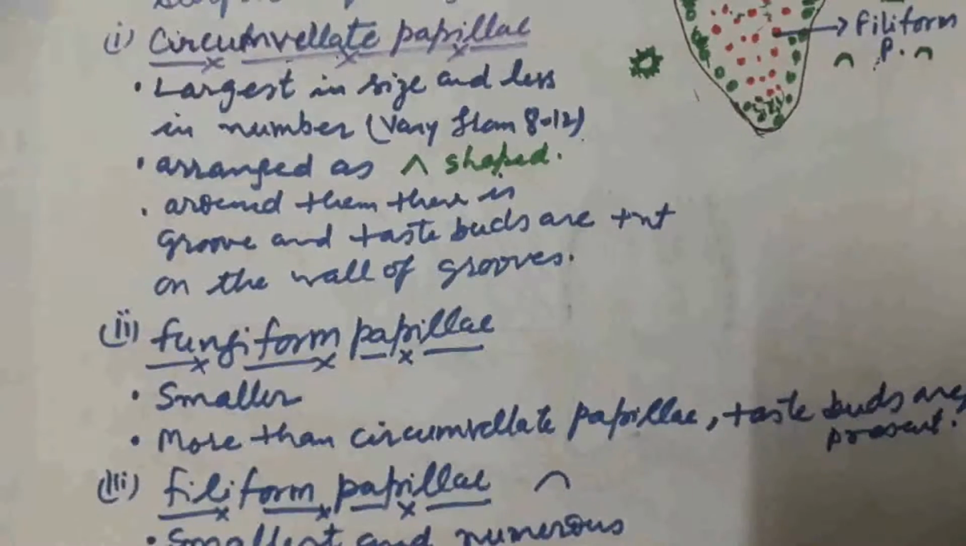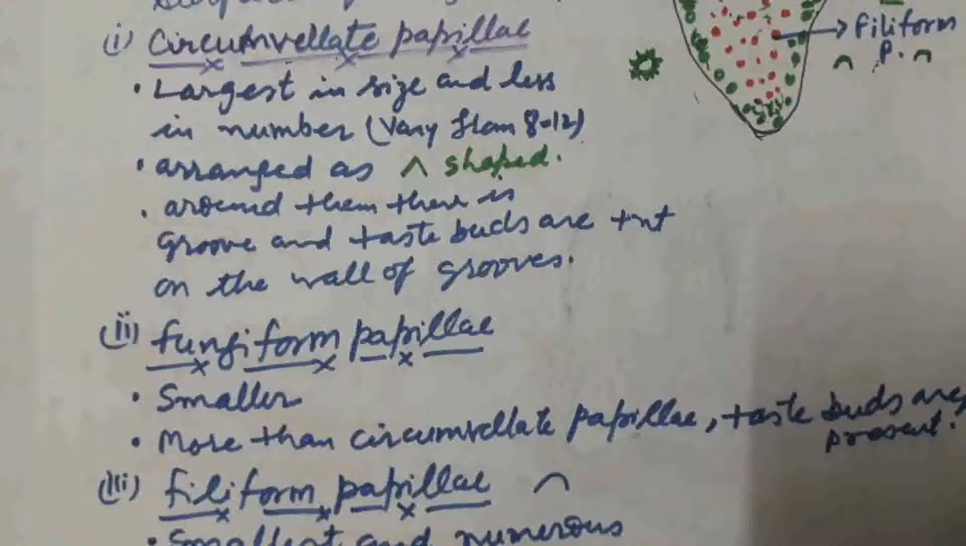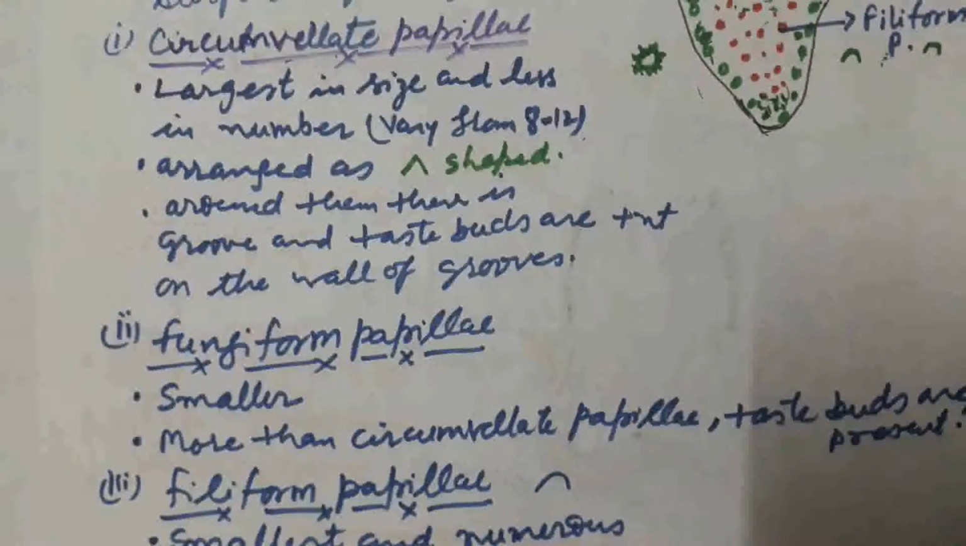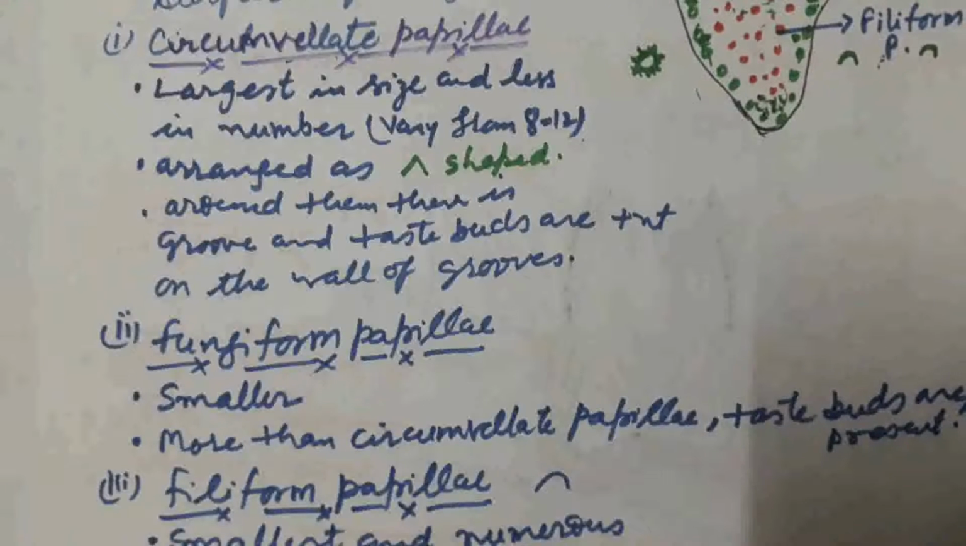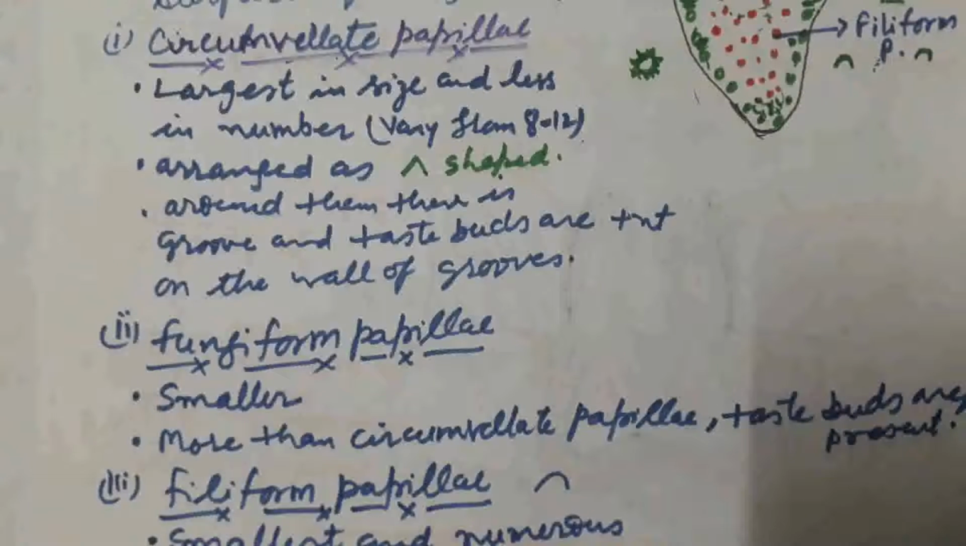Now we talk about the taste buds. As we studied, taste buds are present in circumvallate papillae and fungiform papillae. Taste buds are not present in filiform papillae. Taste buds are chemical receptors. They receive the chemicals present in the food substances and help in tasting the substances.